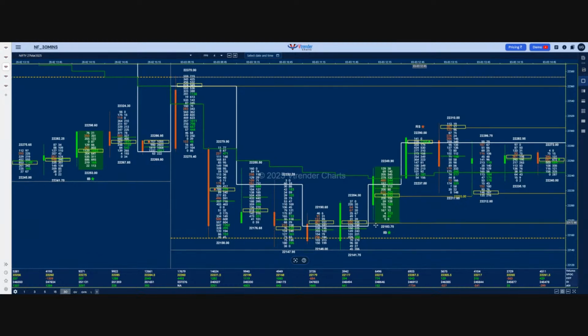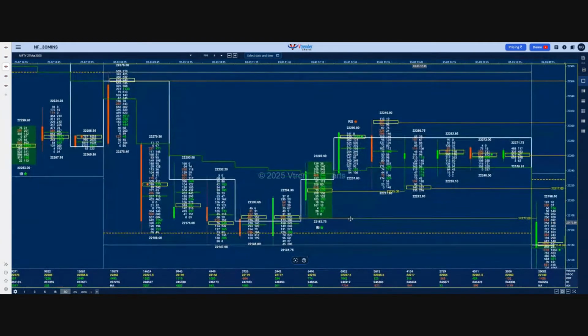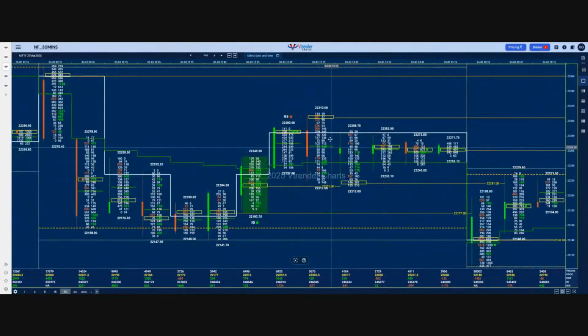So here what we did on 3rd was we got this IB30, but we again met with sellers at this 22310 level. So we closed as, you can say, a B-shaped profile with this IB30 being active.